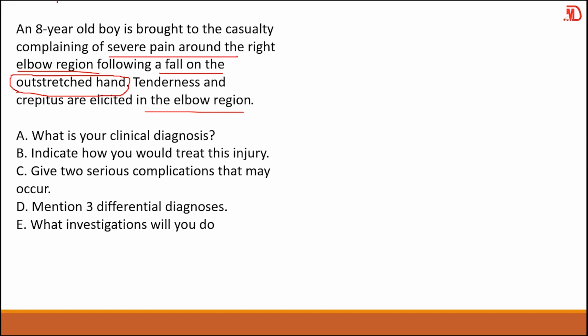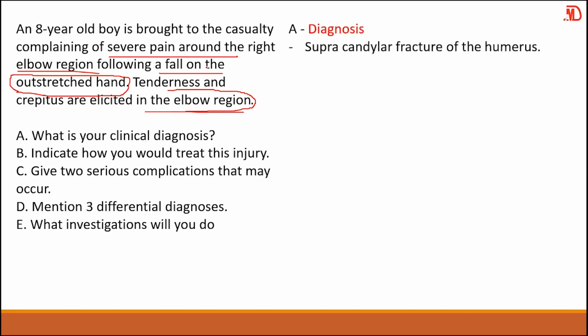But over here, we are saying that there is tenderness and crepitus at the elbow region. So that will rule out a problem with the wrist, isn't it? So Colles fracture is totally out of place. Let's move on to our clinical diagnosis over here. Of course, we are thinking of a supracondylar fracture of the humerus.